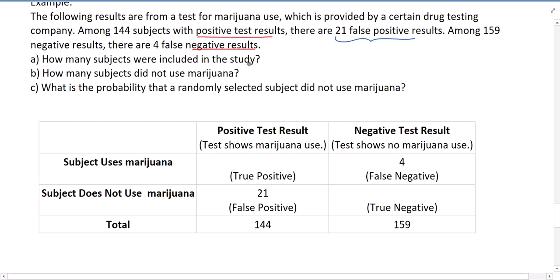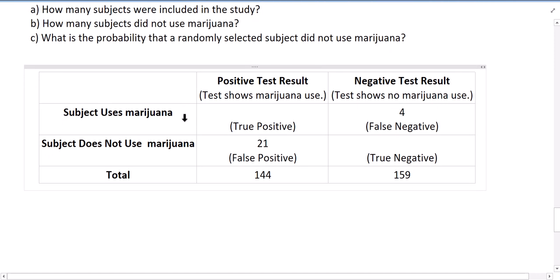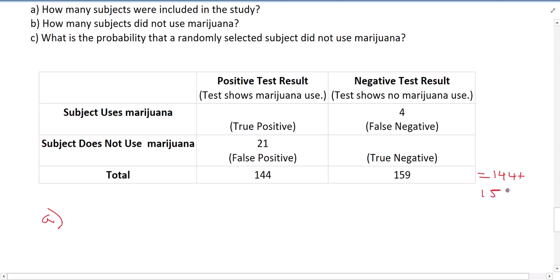How many subjects were included in the study? So for part A, I need to figure out the total because the total is not given. Well, that's going to be the total here. So it's going to be 144 plus 159, which is 303 subjects or individuals, whatever terminology you want to use. Because here it says subjects, I'm going to stick with subjects. So 303 people were included in the study.